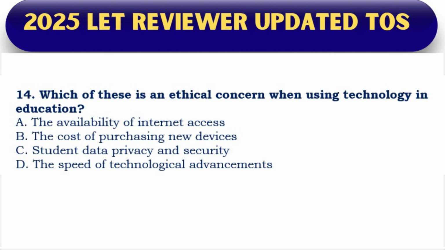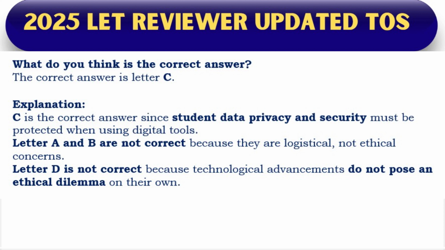D. The speed of technological advancements. What do you think is the correct answer? The correct answer is letter C. Explanation. C is the correct answer since student data privacy and security must be protected when using digital tools. Letter A and B are not correct because they are logistical, not ethical concerns. Letter D is not correct because technological advancements do not pose an ethical dilemma on their own.